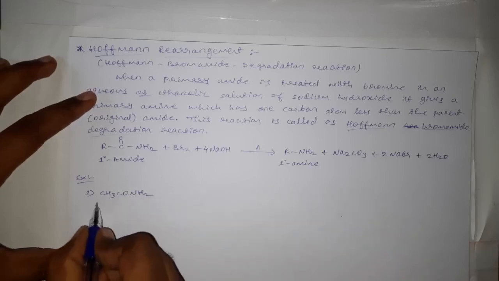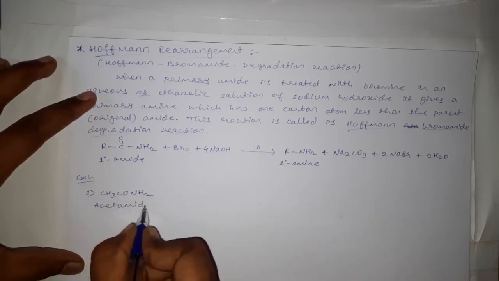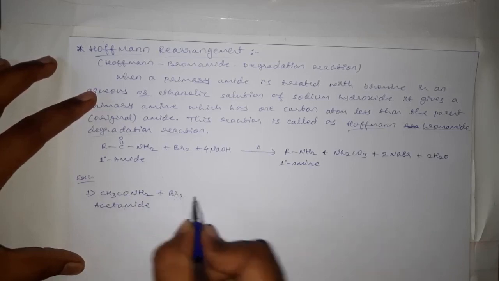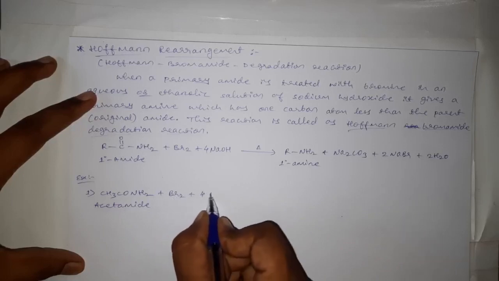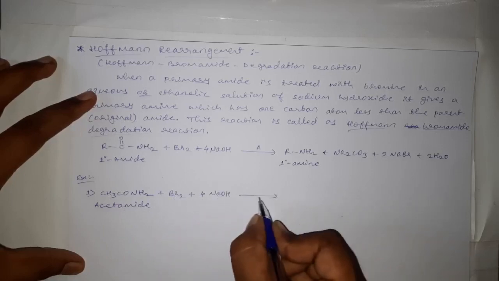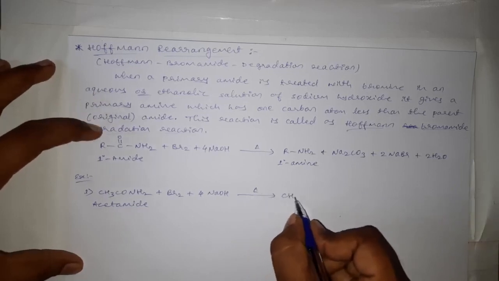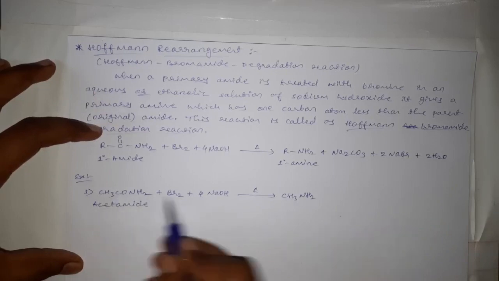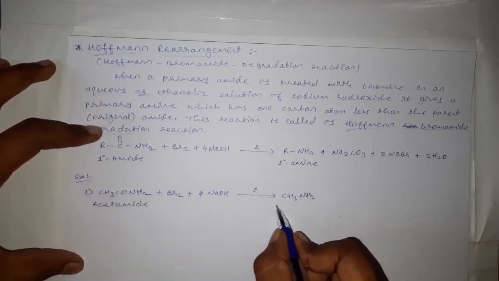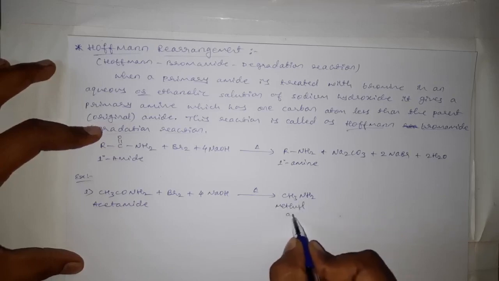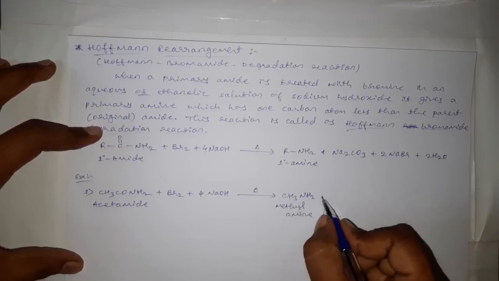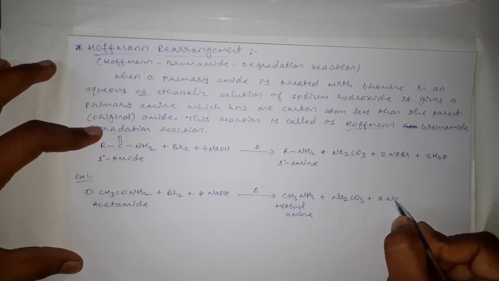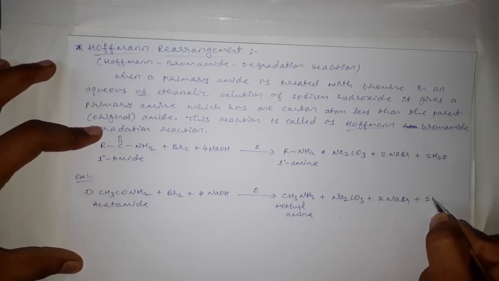Okay, and we can see some examples for this. CH3CONH2 is acetamide, a primary amide. When it is treated with bromine in presence of 4 moles of sodium hydroxide, we will get CH3NH2. See, this CO will go, and here we get CH3NH2, a primary amine, methylamine, and along with this we get Na2CO3 plus 2 moles of sodium bromide plus 2 moles of water.